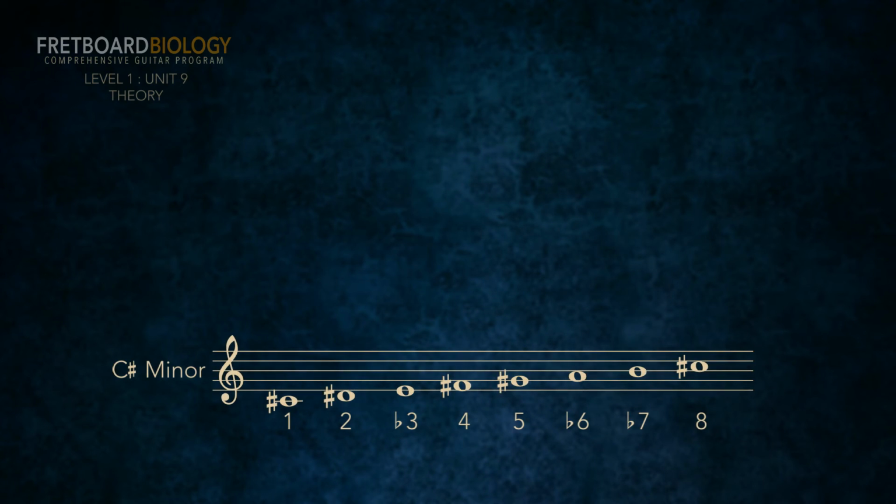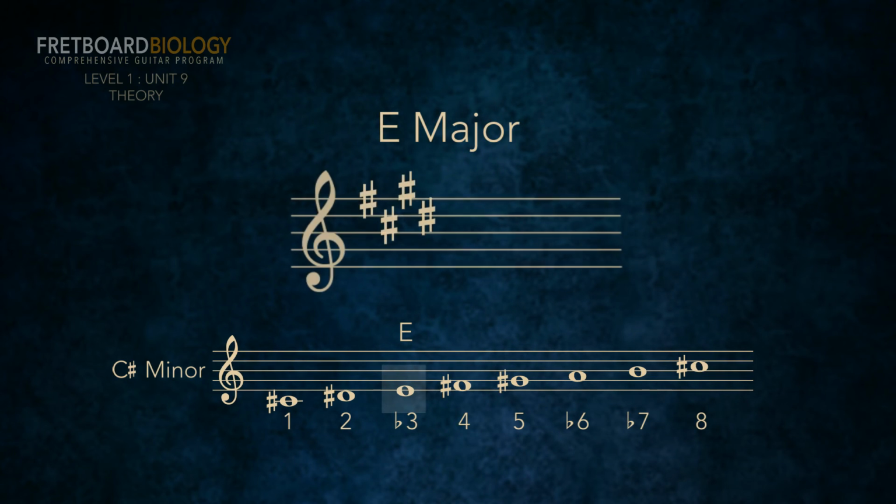Let's look at C sharp minor. What's C sharp minor's third scale degree? It's E. Therefore, E major is C sharp minor's relative major. What is E major's key signature? It's 4 sharps, and they are F sharp, C sharp, G sharp, and D sharp. Therefore, C sharp minor's key signature is 4 sharps, F sharp, C sharp, G sharp, and D sharp.